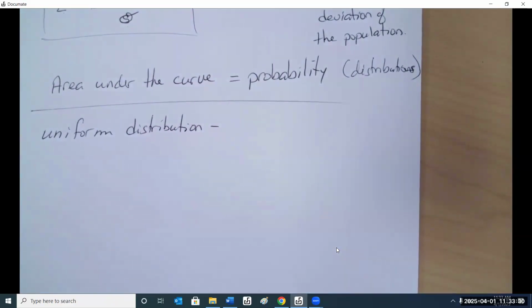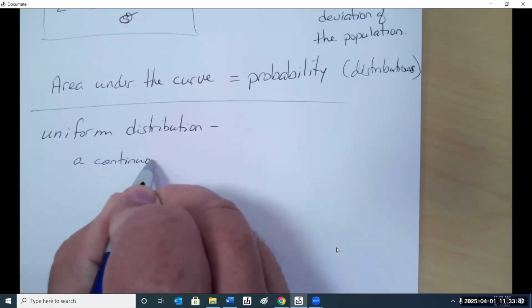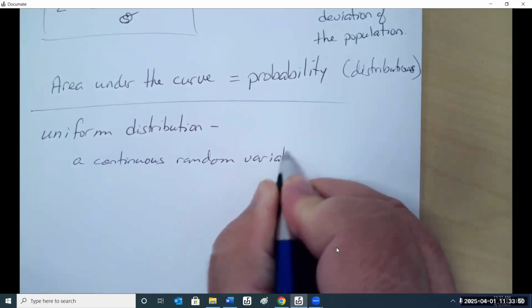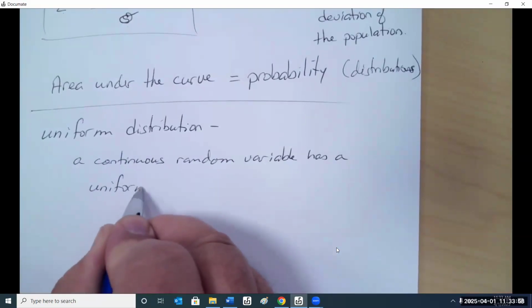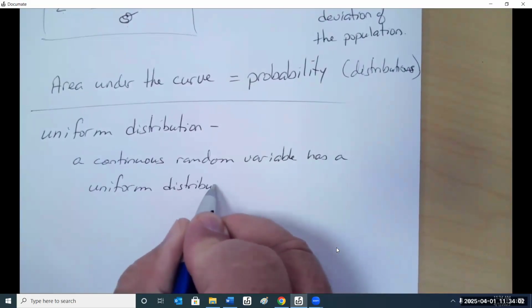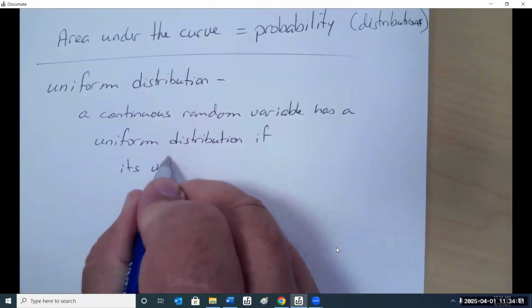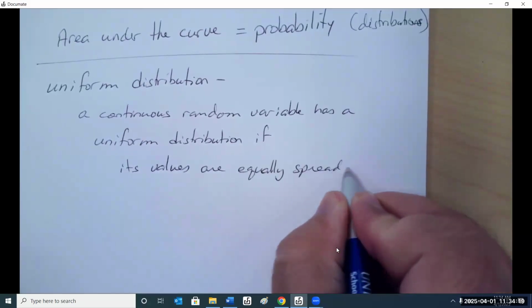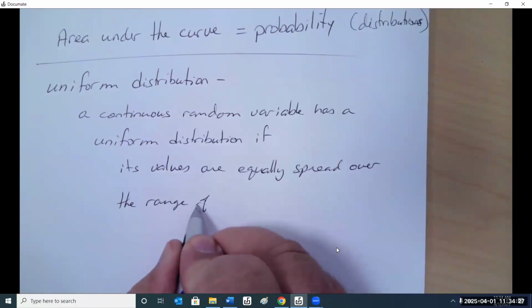We're talking about something called a uniform distribution. A continuous random variable has a uniform distribution if its values are equally spread over the range of possible outcomes.